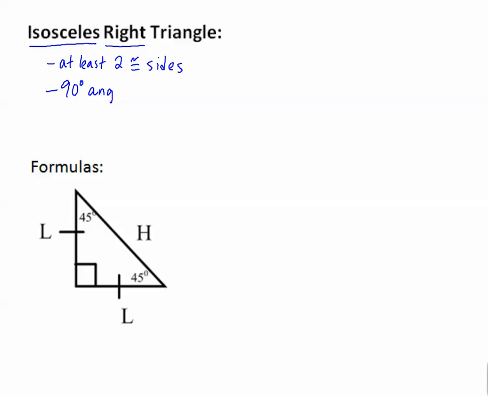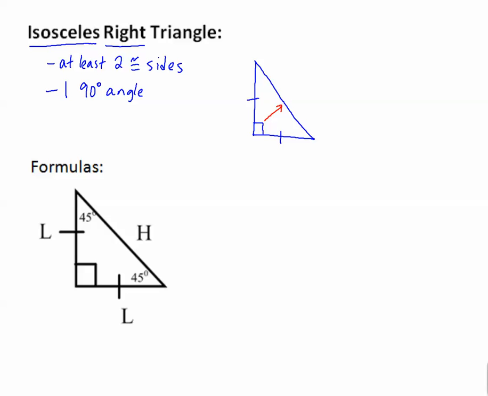I should have said a 90-degree angle. And therefore, what does that mean about the triangle? Besides that there's a right angle, there are two congruent sides. If there's a right angle, remember that the third side, the hypotenuse, has to be the longest side because the 90-degree angle is the largest angle.